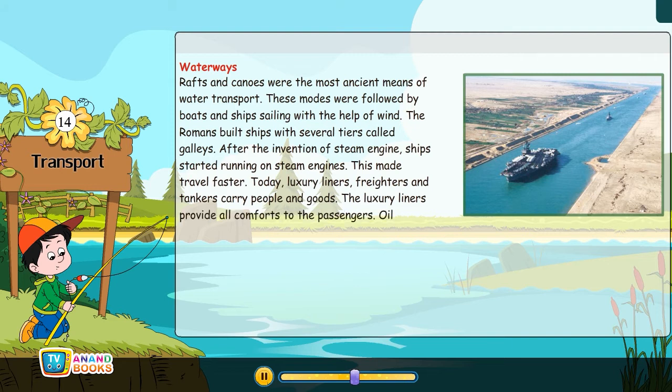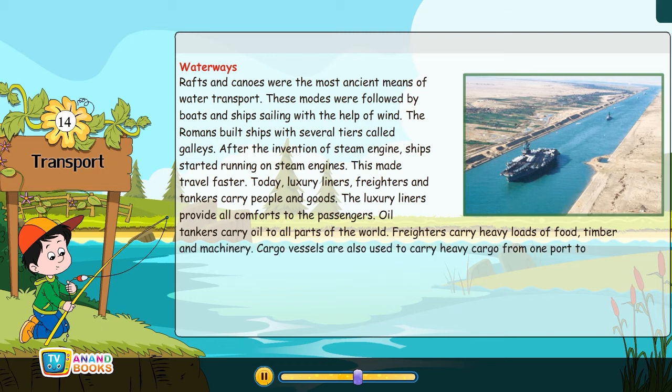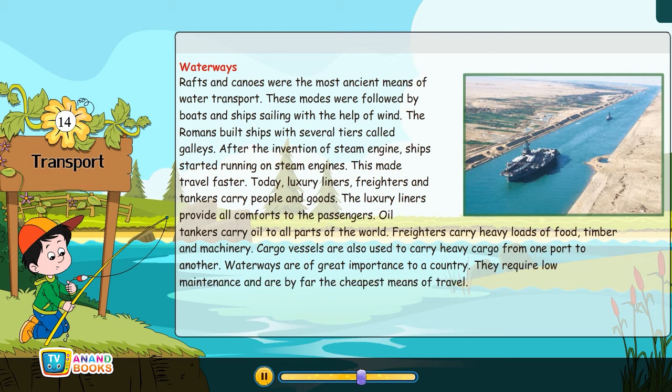The luxury liners provide all comforts to the passengers. Oil tankers carry oil to all parts of the world. Freighters carry heavy loads of food, timber, and machinery. Cargo vessels are also used to carry heavy cargo from one port to another. Waterways are of great importance to a country. They require low maintenance and are by far the cheapest means of travel.